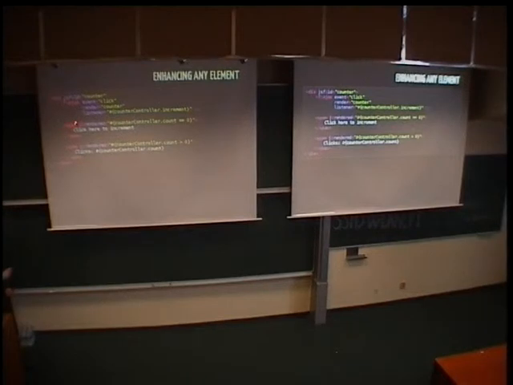Or here we enhance span, and now we have conditional span. So at the beginning, we have "click here to increment," and once the count is more than zero, then we print the count to the page. So it works with any element. I have actually used it with table rows, so you can have conditional rows.